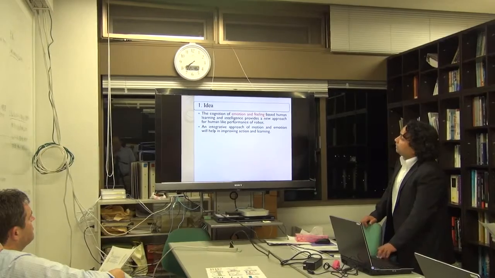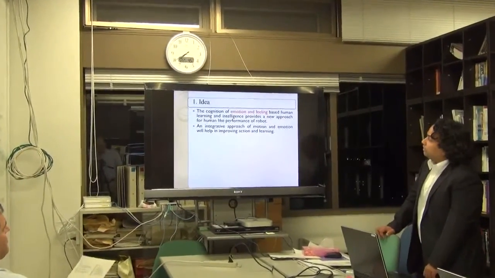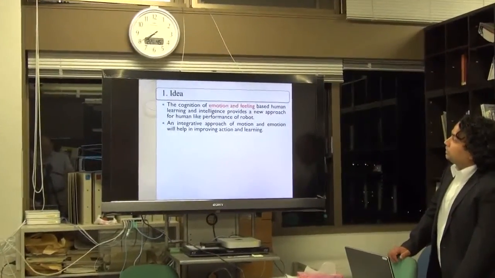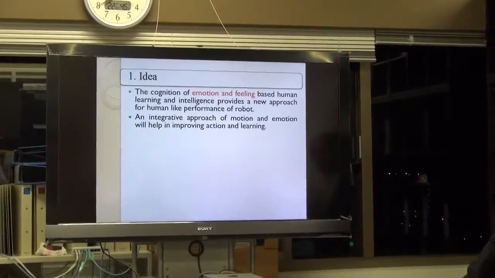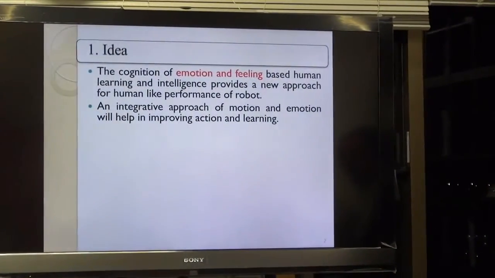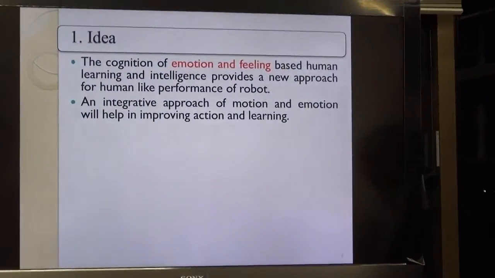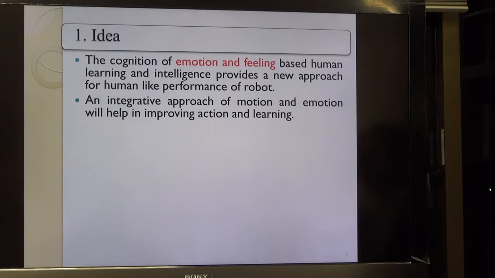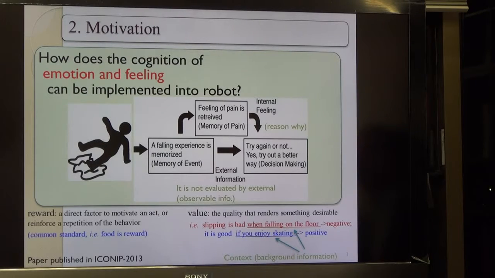The idea is that the cognition of emotion and feeling based human learning and intelligence provide a new approach for human-like performance of robot. An integrative approach for motion and emotion will help in improving action and learning of the robot. So the motivation is like, how can the cognition of emotion and feeling be implemented into the robot?